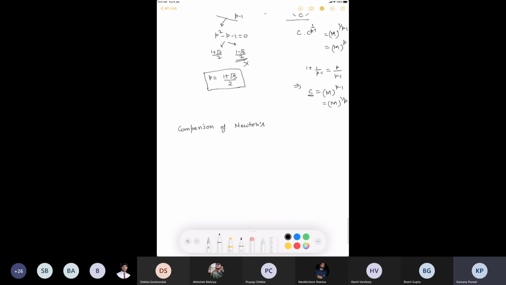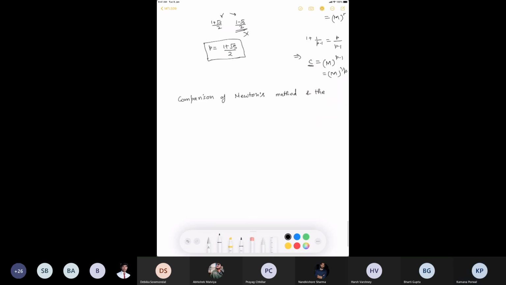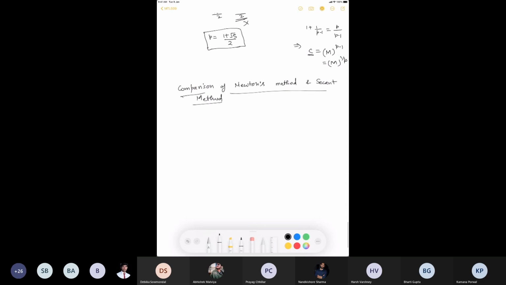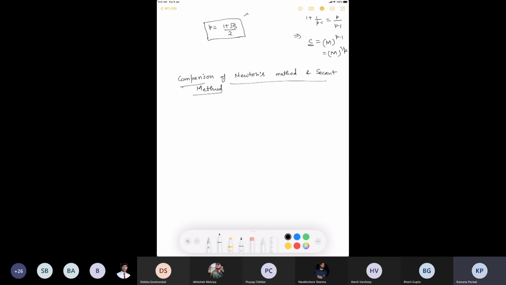Okay, so now let's try to compare the Newton's method with the secant method. Just a few immediate differences which we have in these two methods. Okay, so if you look back, what we have in the Newton's method is that xn plus 1 is xn minus f of xn divided by f prime of the xn. So this is the Newton's method.